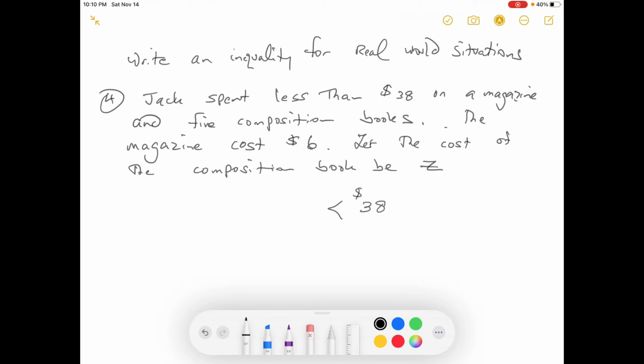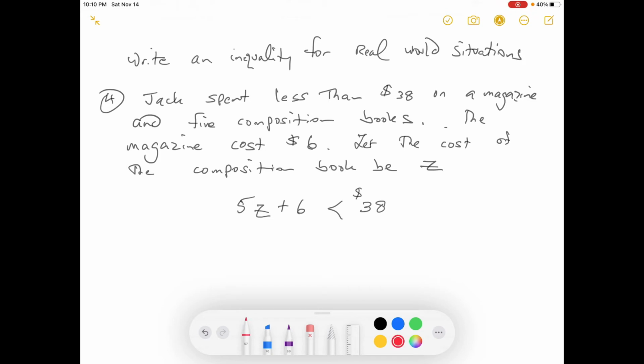It says let the cost of the composition book be Z. All right, so we know we have a variable called Z, but we also know that he bought 5 of them. So 5Z. We don't know how much the cost of Z is yet, but we know he bought 5 of those. And then we know that the magazine cost $6. So he only bought 1 magazine, so we can write plus 6, and then we've got an inequality statement we can actually solve. So we're going to do that.